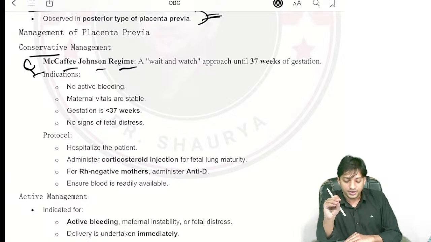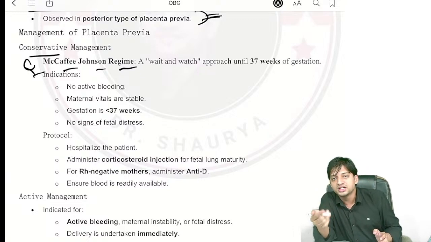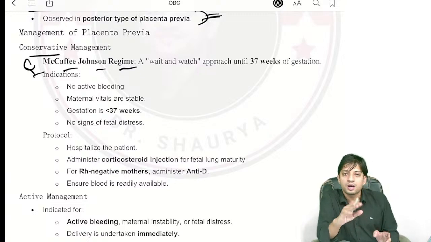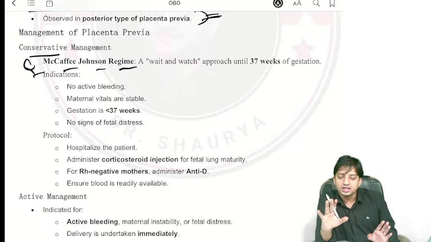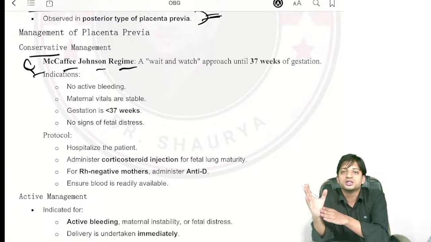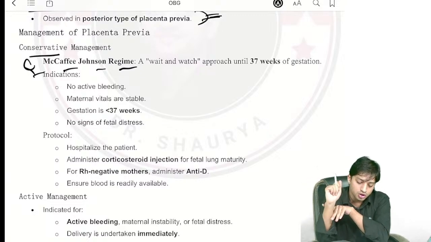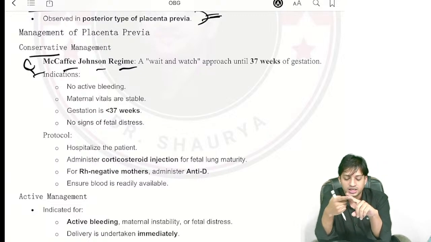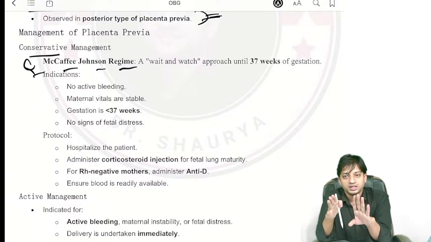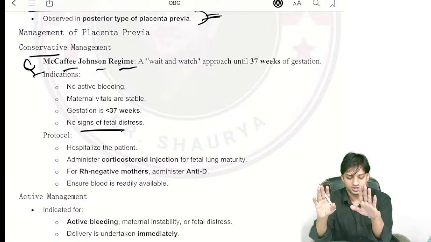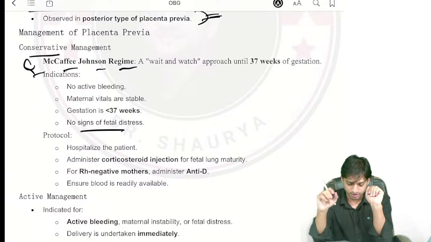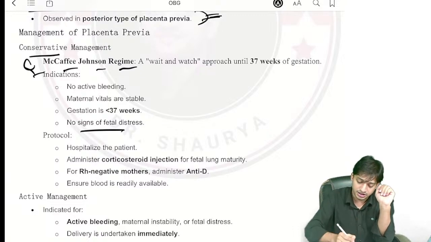Now, if I asked you where you will try for normal vaginal delivery, type 1 and type 2 anterior type, here you will apply the conservative management approach, McAfee-Johnson regime, very easily. Just wait and watch until the fetus reaches 37 weeks of gestation. So, no active bleeding is there, maternal vitals are stable, gestation is up to 37 weeks, and no signs of fetal distress. You follow the conservative management. And these are the indications, right?